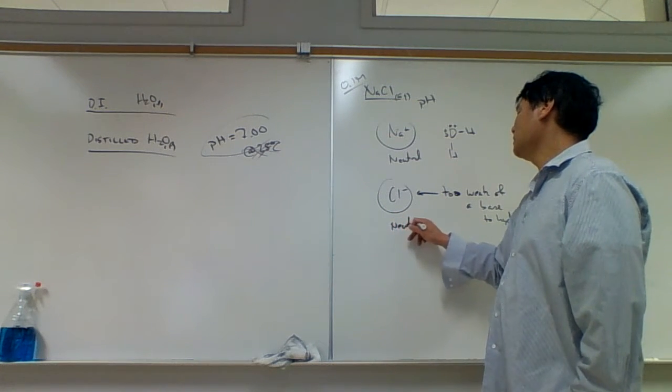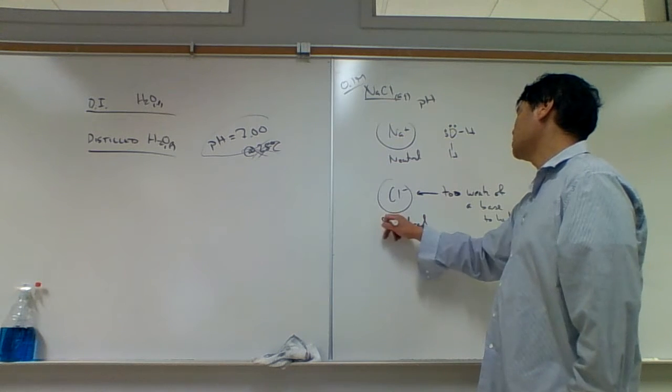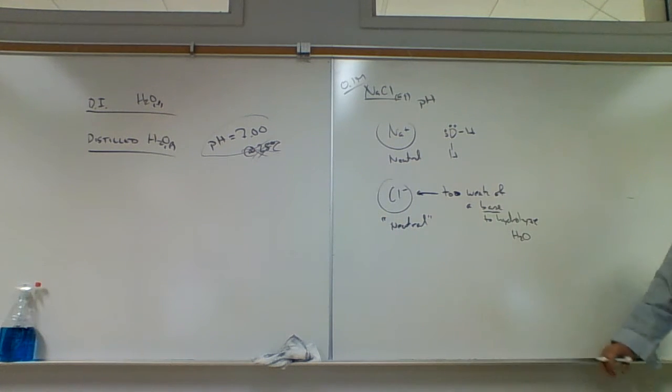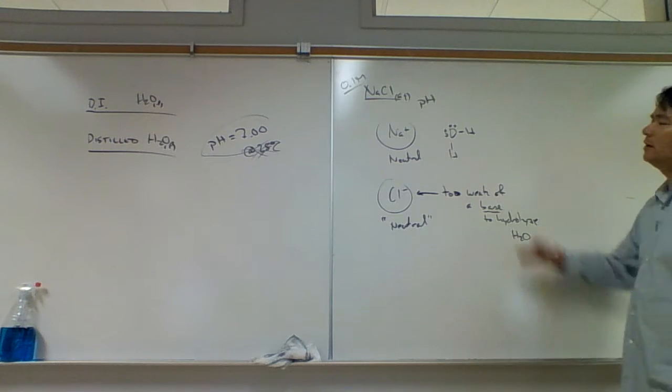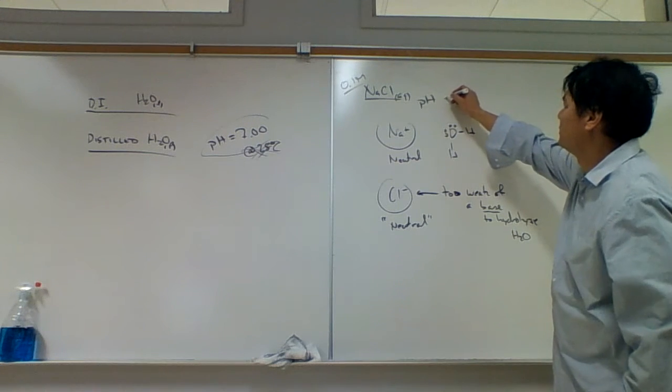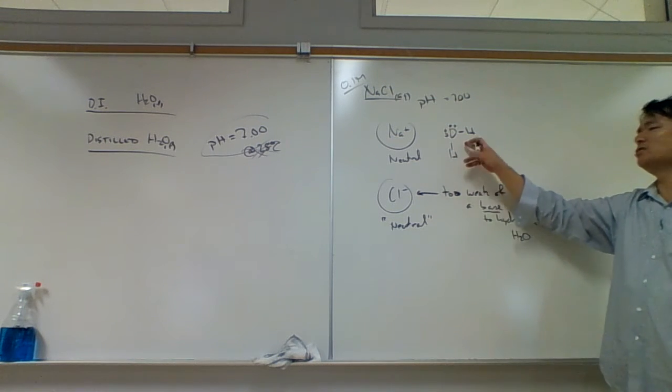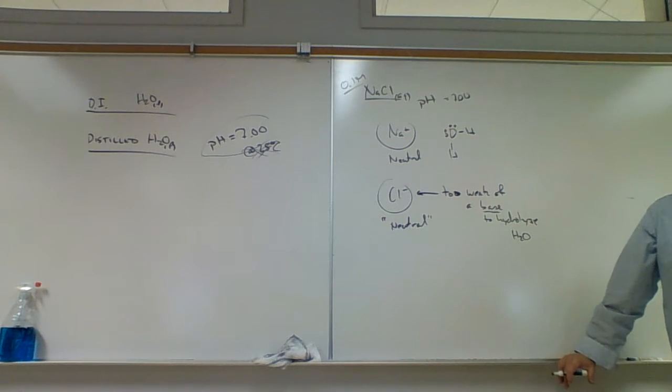This is neutral, but technically it's a base. You'll see it on the base chart. But it's too weak to hydrolyze water. And so if we have sodium chloride, the pH should be 7.0, because none of these will hydrolyze water and change the hydronium or the hydroxide concentration in water.